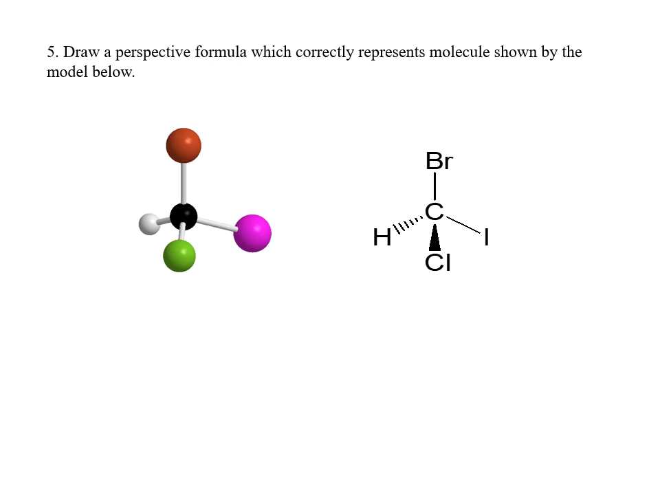The carbon-iodine bond is also in the plane of the drawing. It points to the right and slightly down. The carbon-chlorine bond projects towards us, so that's a wedge bond, and the carbon-hydrogen bond projects away from us, so that's a dash bond. This completes the Chapter 2 exercises.